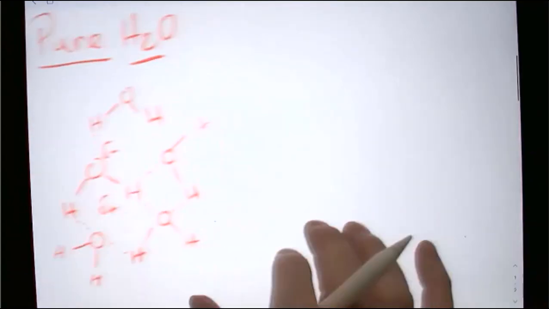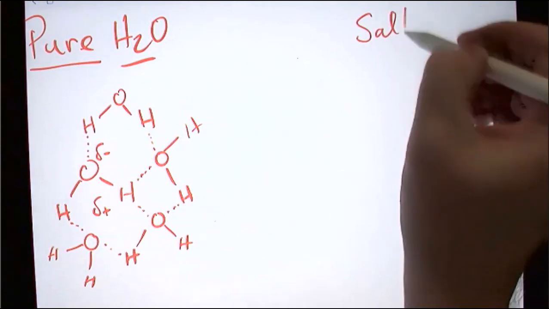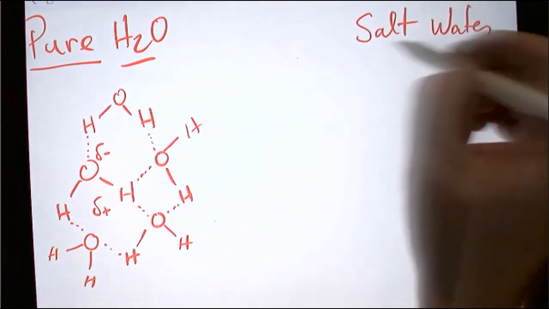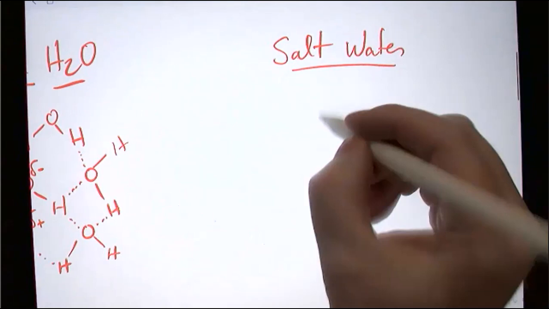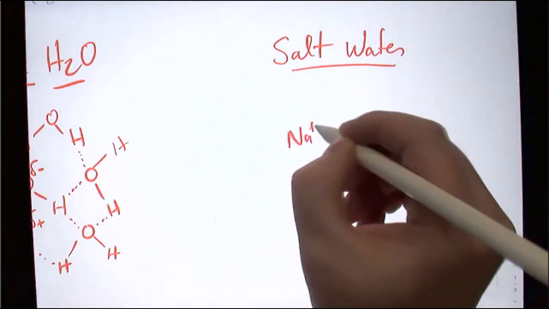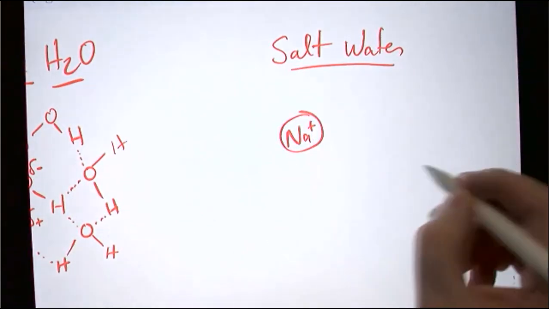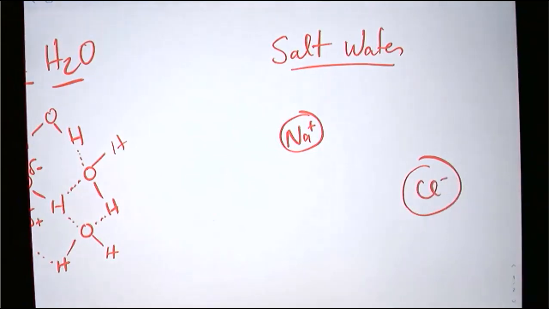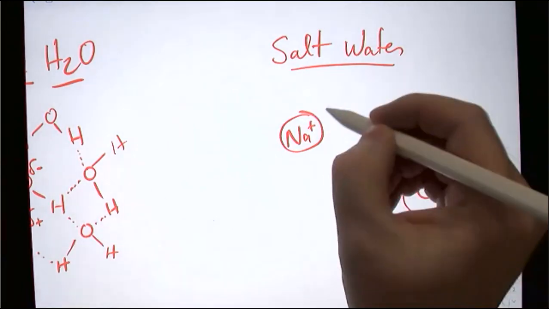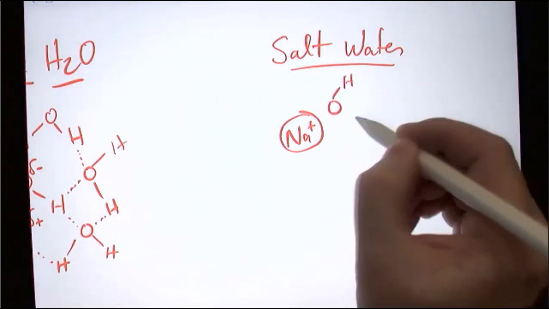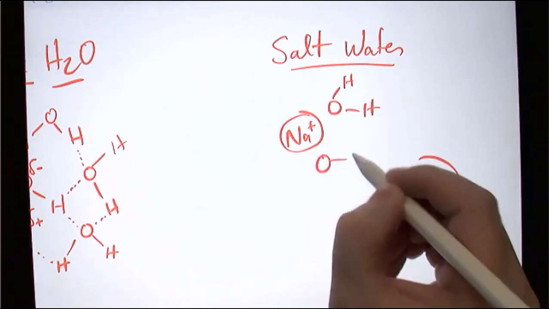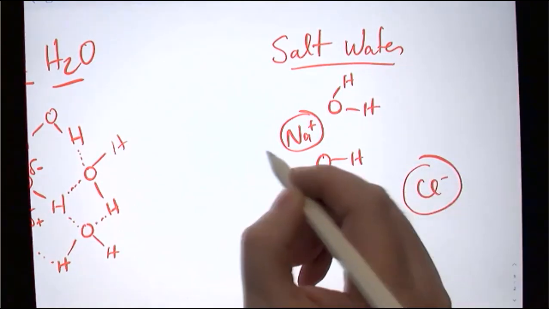And now let's do salt water. And for the salt water, we'll put a sodium ion. It doesn't have to be table salt. We'll do sodium and we'll do chloride. So sodium is slightly smaller than chloride, so I'll draw it like that. Sodium's positive, the oxygen in water is negative. So when you put the sodium in, the water molecules will be oriented around it like this, won't they?